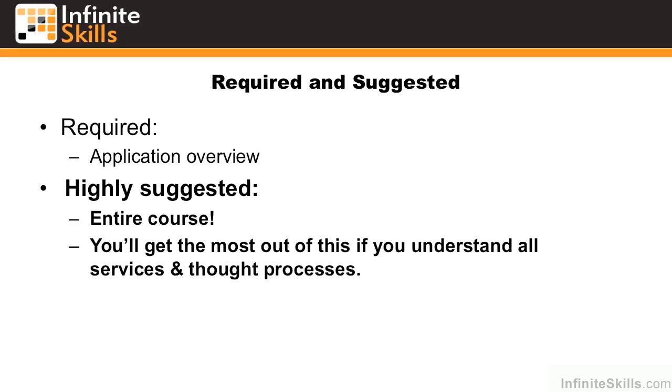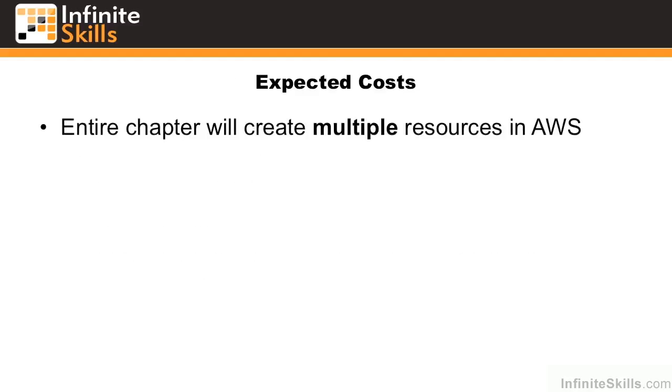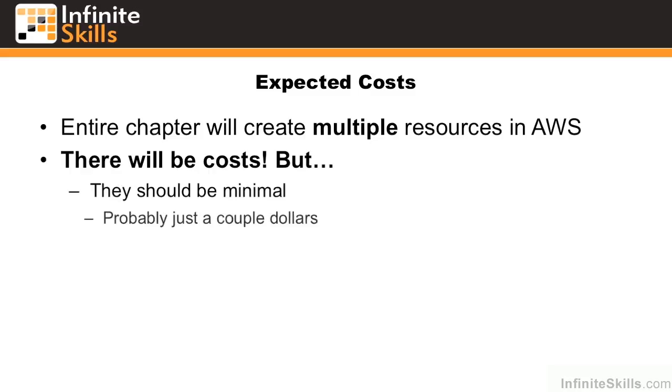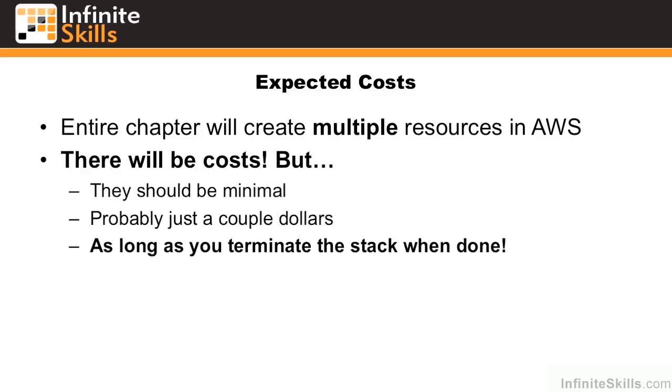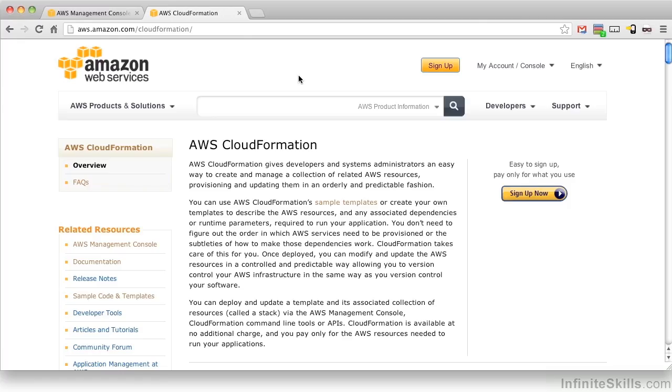As with all exercises in this chapter, the requirement is the previous exercise. Again, we highly suggest you go through every other deck in this course before you do this chapter. This chapter will create multiple resources in AWS. There will be costs, but they should be minimal, probably just a couple bucks as long as you terminate the stack when you're done. You may want to terminate and rebuild if you cannot complete all of this chapter's exercises in one sitting. Now let's first download that template.